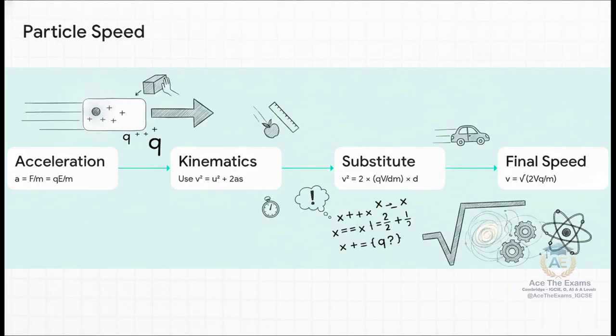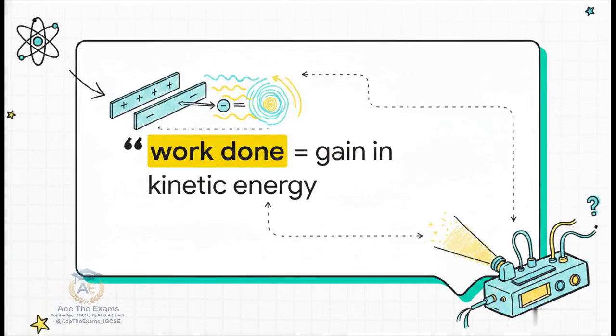If the particle starts from rest, initial velocity is 0. Following the steps on screen, we arrive at a beautifully simple result. Final speed depends entirely on voltage, charge, and mass. The macromechanics perfectly predict the subatomic world. Which brings us to the ultimate shortcut.